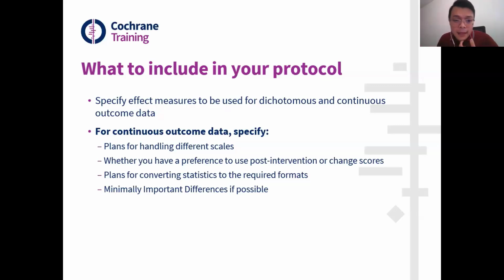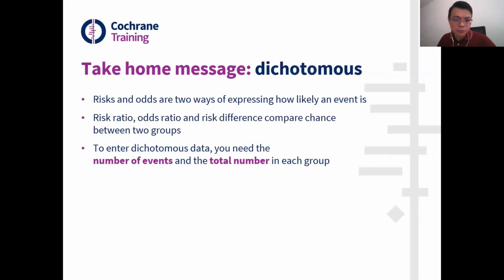For continuous outcome data, mention your plans for handling different scales and whether you have a preference to use post-intervention or change scores. You also have to mention your plans for converting statistics to the required formats, and if possible, include the minimally important differences.